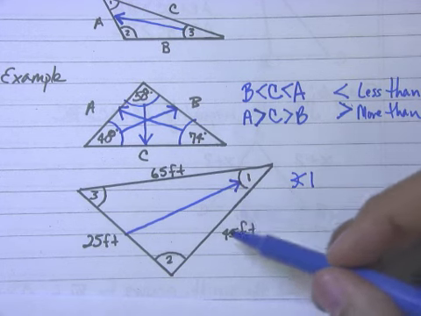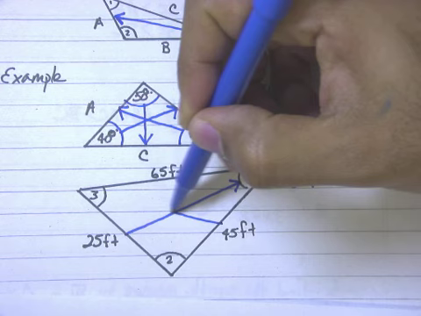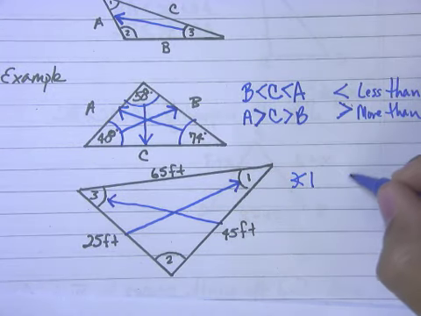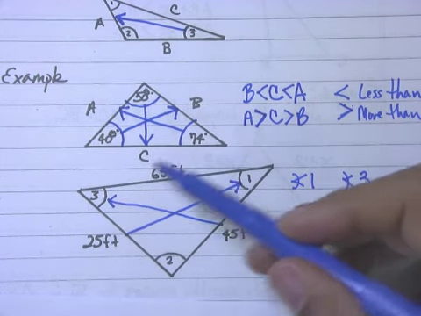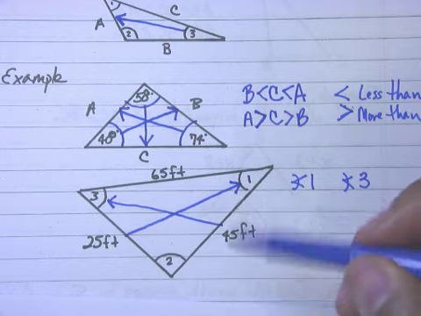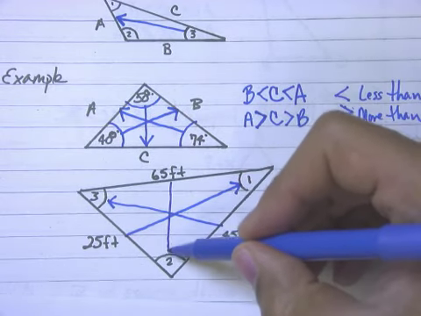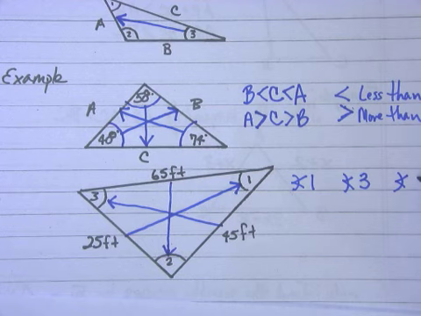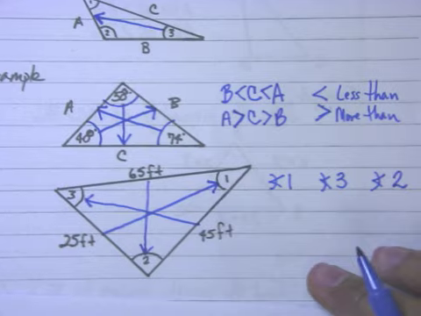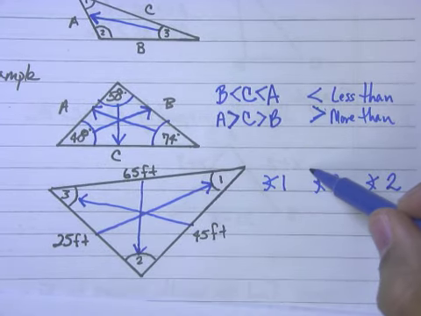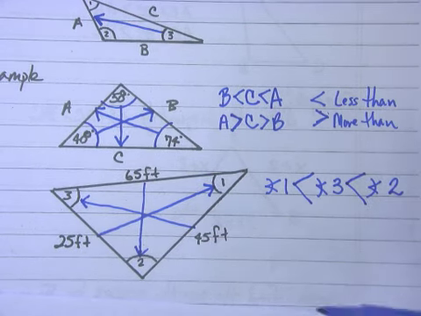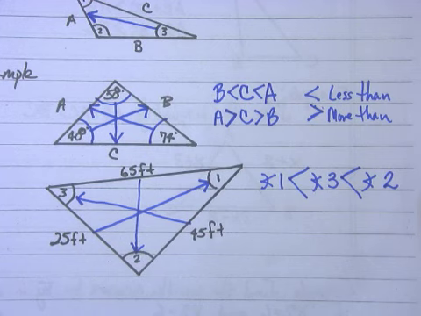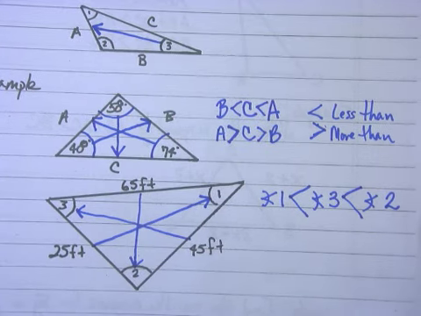Then I look for the next biggest side, which is 45. And 45 is across from angle 3, which means that angle 3 is the next biggest angle. And then finally, I'm left with the biggest side, which is 65 feet. And 65 is across from angle 2. So angle 2 would be the largest angle. And again, going from smallest to greatest, I can say that angle 1 is less than angle 3, which is less than angle 2.